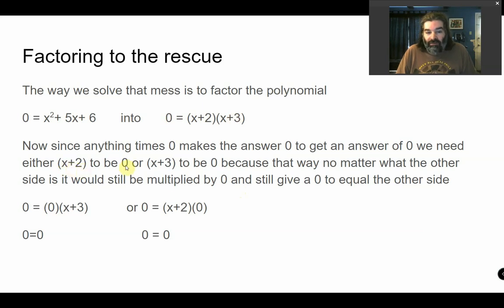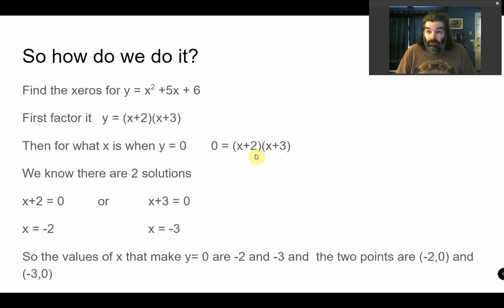One is when x plus 2 is 0. One is when x plus 3 equals 0. So if we solve those two cases, you can actually find the two answers. Because, as I said, 0 times x plus 3 will be 0. 0 times x plus 2 will be 0. So as long as either of these is 0, you're going to get a final answer for y of 0.